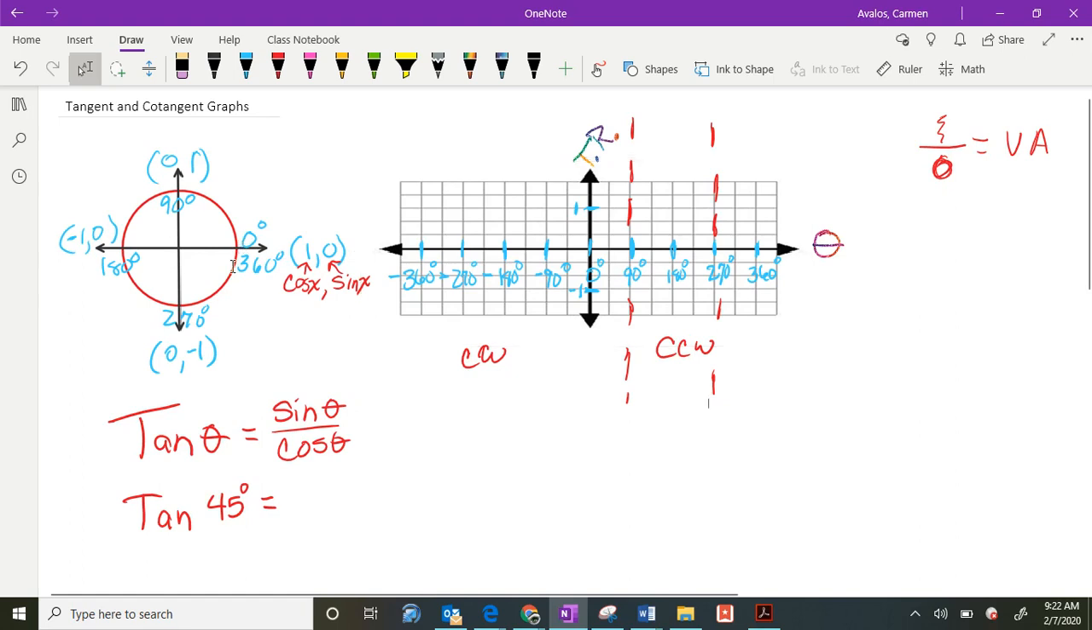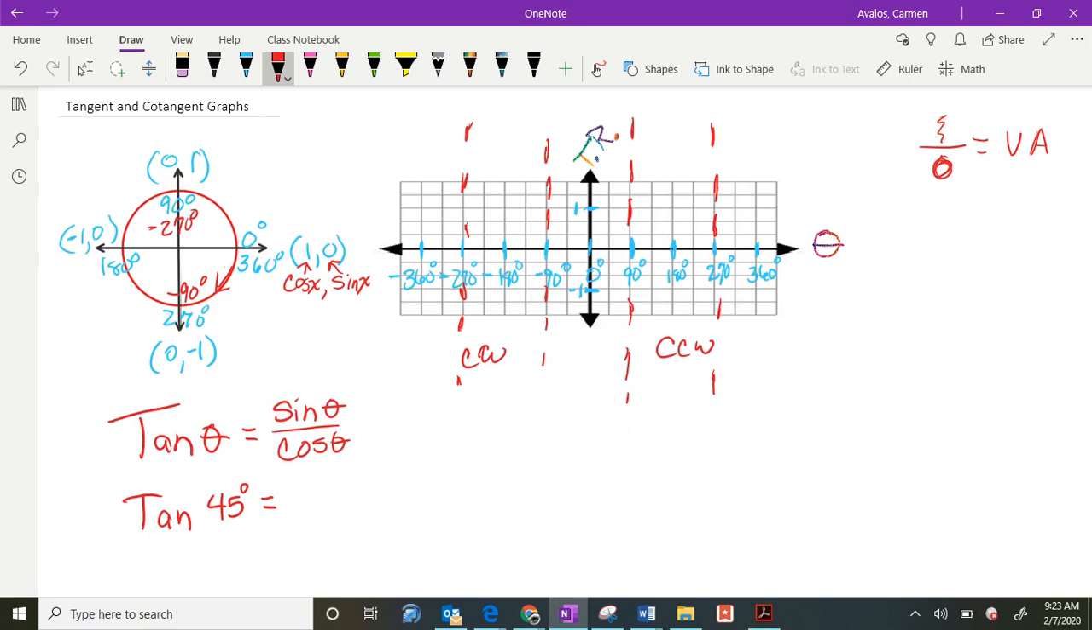But going backwards on there, this here is -90. So I know that this one right here is -90 degrees, which is the same as that. So that's going to give us an asymptote as well. And then if I keep going in this direction, this is going to be -270. And so -270 is also going to be an asymptote. So that's what it's going to look like there.